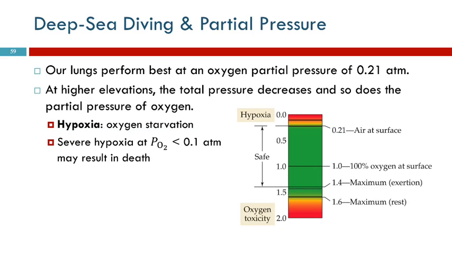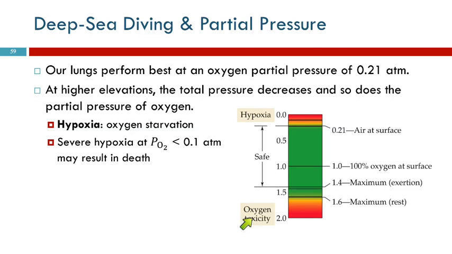Hypo means low or less, below, so this is a low level of oxygen. Severe hypoxia below 0.1 atmospheres may result in death. Makes sense. You don't get enough air. If you don't get enough oxygen, you're going to die.